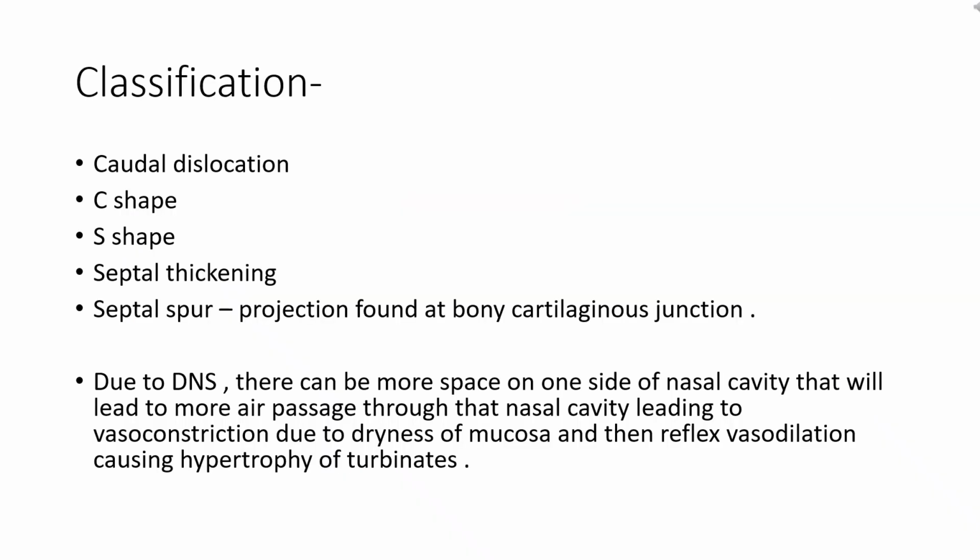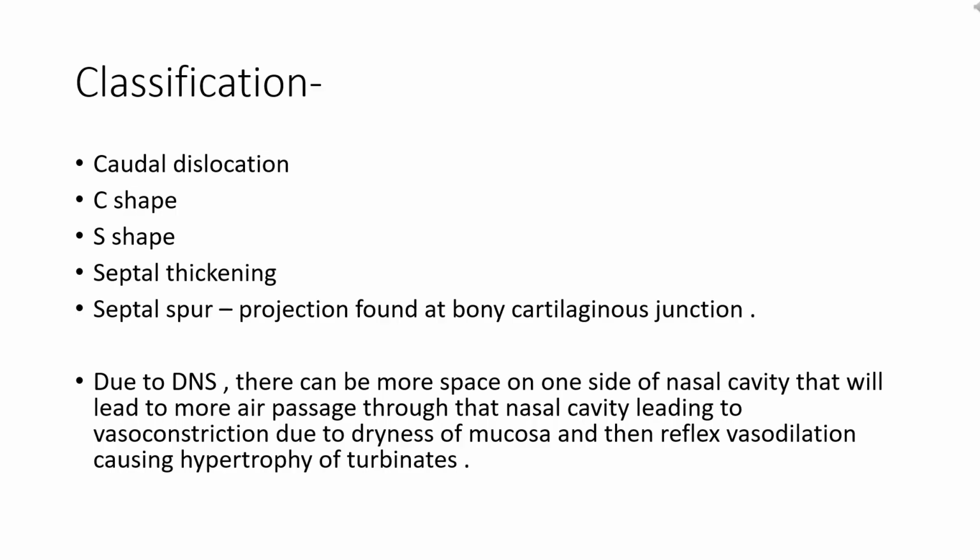Now what are the types of DNS? It can be seen as anterior dislocation or caudal dislocation. It can be of C shape, S shape, and there is another variation, that is septal spur. Basically it is a projection seen at the bony cartilaginous junction, made up of cartilage, but later bone intrudes into it. So that is septal spur.